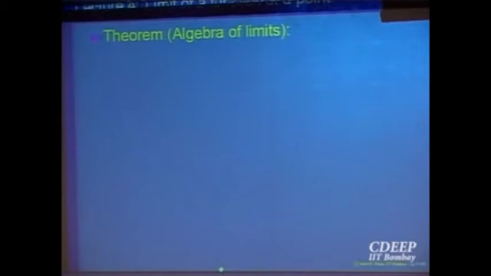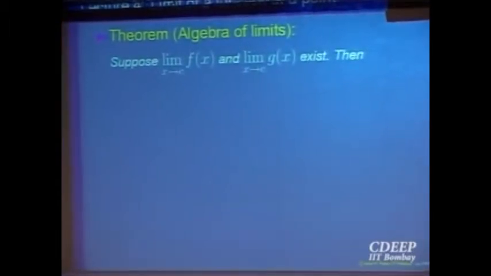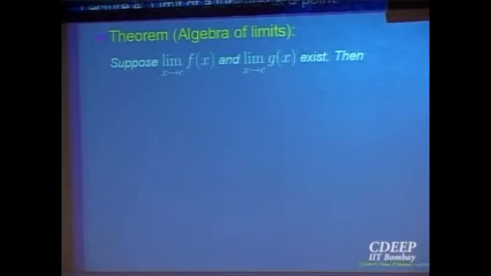Now, we had limit theorems for sequences. They give us immediately theorems about limits of functions at a point. So let us look at those. Suppose f is a function, say that the limits of f(x) as x goes to c and g(x) as x goes to c both exist. f and g both have limits at the point c. Then we can add the functions, multiply the functions, divide the functions and ask whether these operations have limits or not.